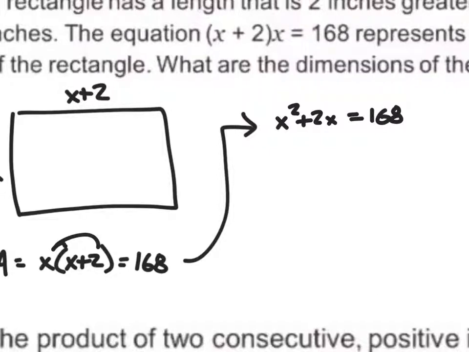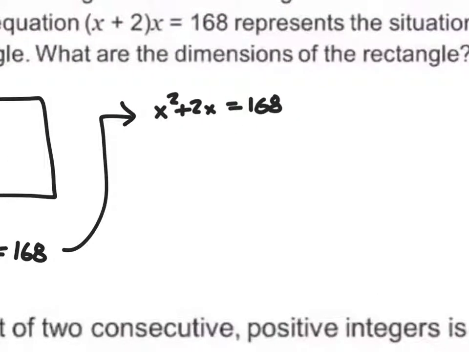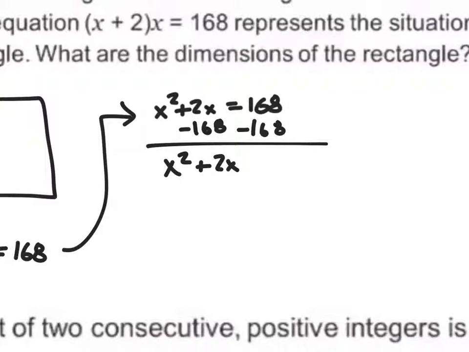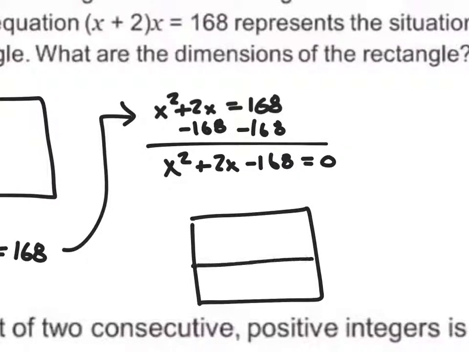Okay, now what I want to do is I now have a quadratic. Now if I subtract 168 from both sides, I'm going to get x squared plus 2x minus 168 is equal to 0. Okay, so let's go ahead and factor this. I want to put x squared here and then negative 168 in this box. So I'm going to put x and x. And so two numbers that are going to multiply to negative 168 but add to 2 are going to be a positive 14 and a negative 12.